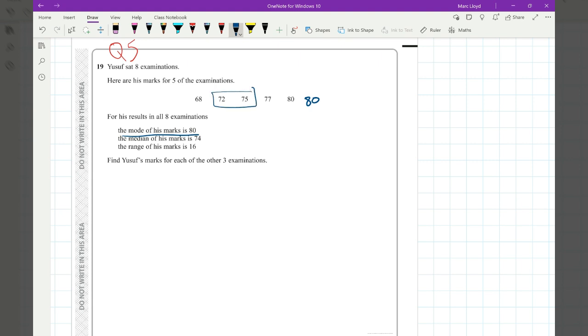So let's look at 72 and 75. How can we make 74? Well, if we add 2 together, which is what we're going to have to do with the 8, that means that there's going to be a number in here which is going to be 73. Because 73 plus 75 divided by 2 is 74. It's that midpoint value.